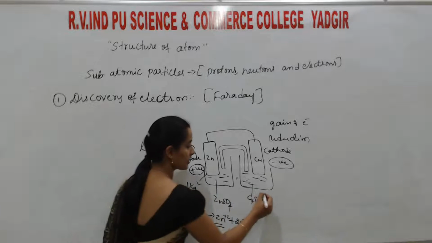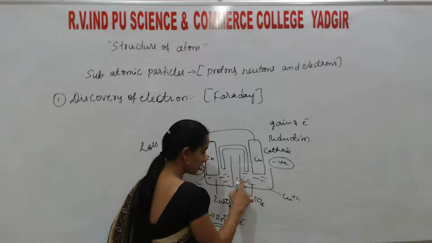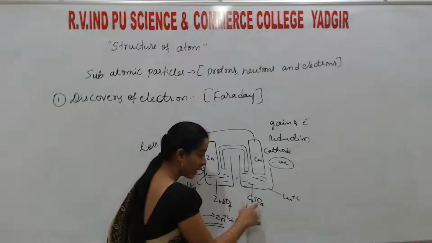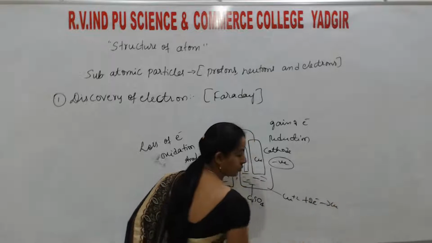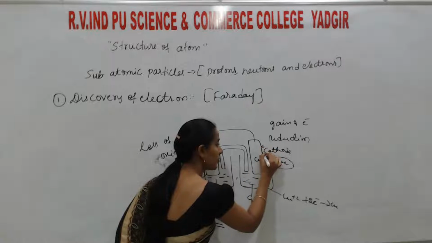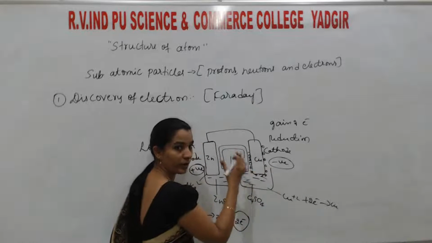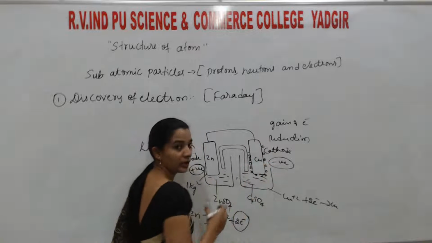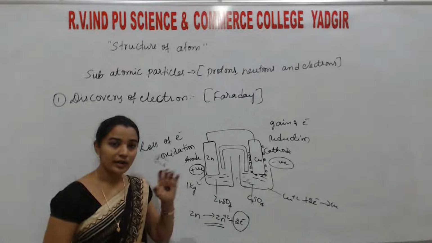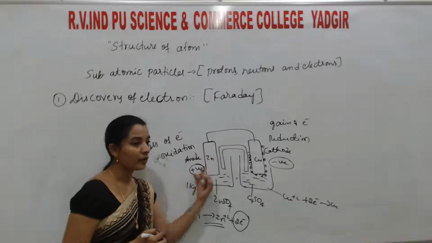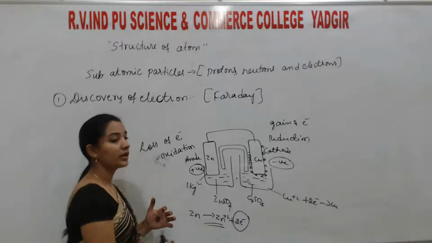So oxidation takes place here. Next, here reduction takes place. Cu2+ is the ion in this electrolyte, CuSO4 means Cu2+ is there. This Cu2+ accepts these 2 electrons and becomes Cu. This Cu is deposited here. Then the mass of the copper, the mass of this cathode, increases. So from this experiment, he concluded that when we supply electric current, a chemical reaction takes place. Due to that chemical reaction, the anode mass decreases and the cathode mass increases.